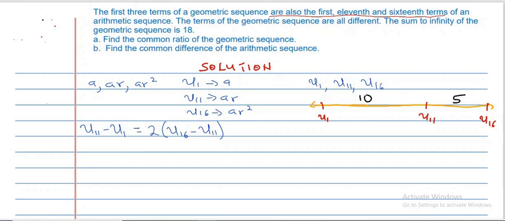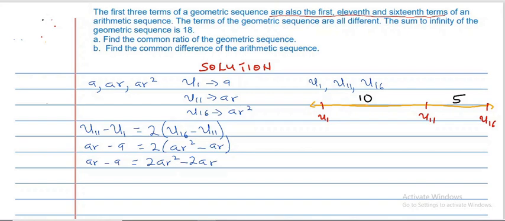So what I'm going to do now is substitute U1, U11, and U16 into the equation. So this gives me AR minus A equals 2 into brackets AR squared, because AR squared represents U16, minus U11, which is AR. Make sense? So let's move on. Then I would now have AR minus A equals 2AR squared minus 2AR.